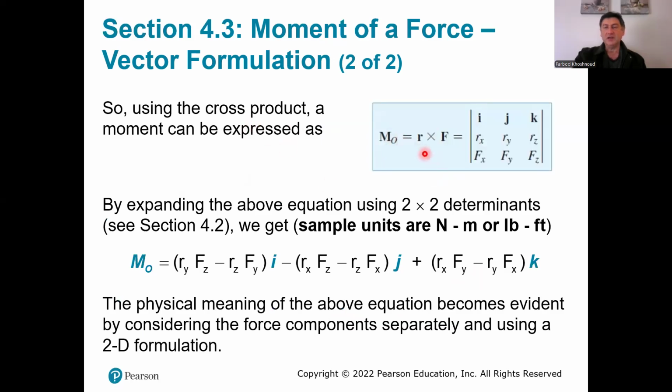Similarly, as I showed in the previous slide, the cross product can be calculated using the determinant. The first row is the i, j, k unit vectors in Cartesian coordinates. The second row is the components of the r vector in the x, y, z directions. And the last row is the components of the force vector in the x, y, z directions. Similarly, the determinant can be calculated to obtain the moment about O.